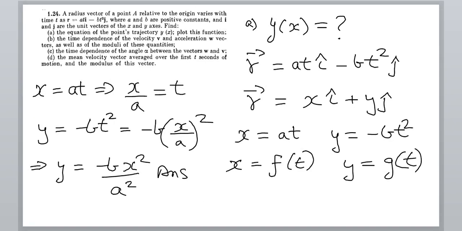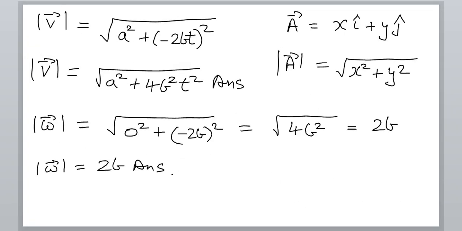Now let's see what else they are asking. The C part is the time dependence of the angle alpha between the vectors w and v. The time dependence of the angle alpha between these two vectors.